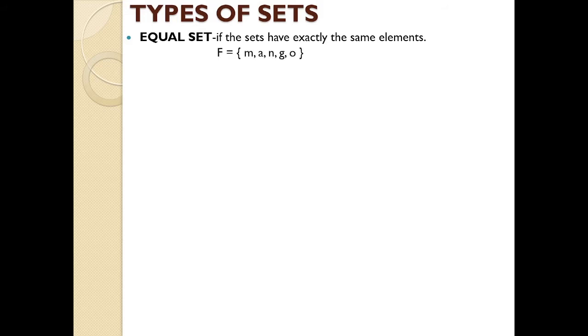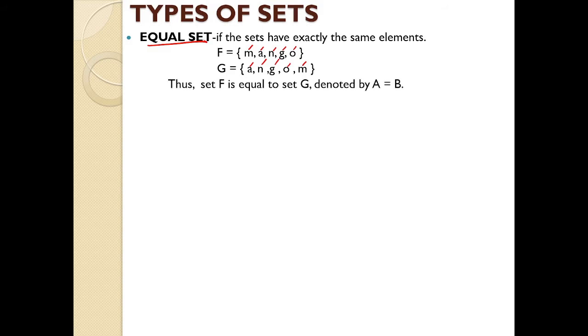Yes, sir. Okay. Let's have equal sets. Equal sets have exactly the same elements. Example, we have here F, M, A, N, G, O and G, A, N, G, O, M. Why are they equal sets? There is M. All the letters in F are found in G. There is A, N, G, and O. So we call them equal sets. Whatever is in one is also in the other.